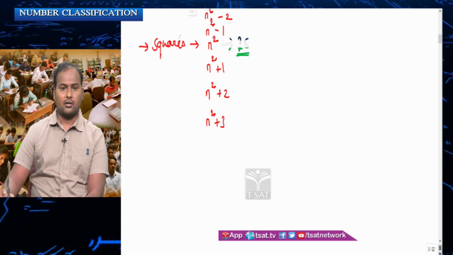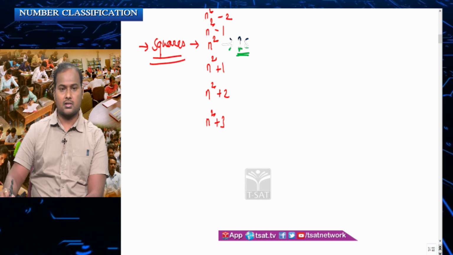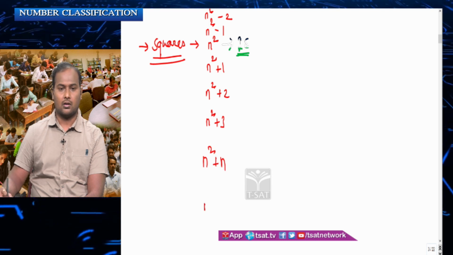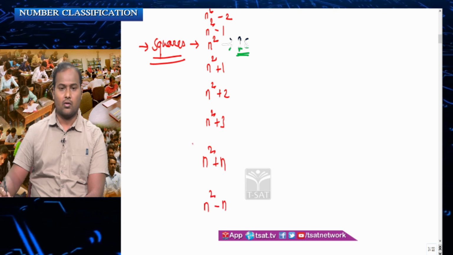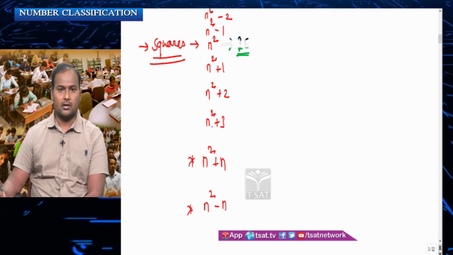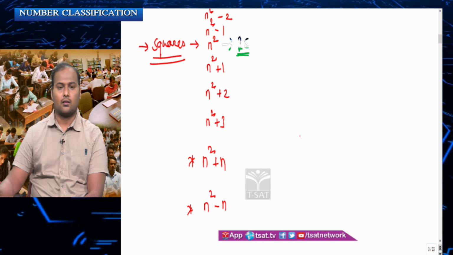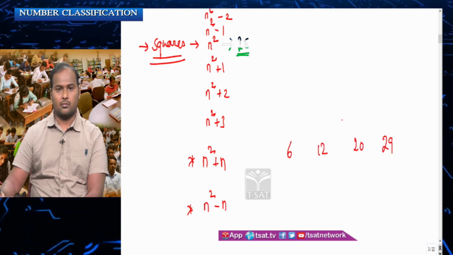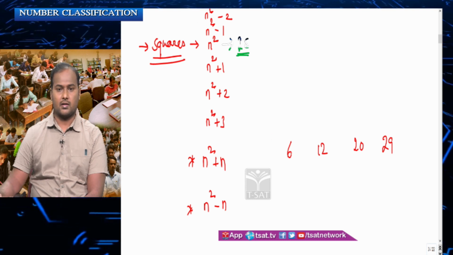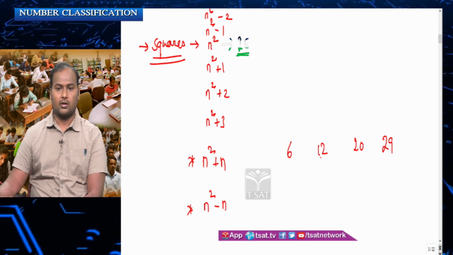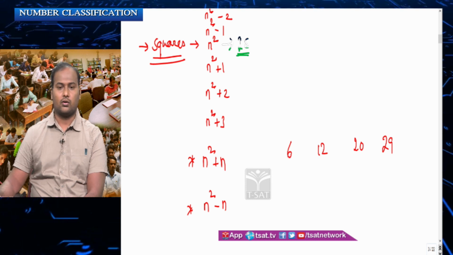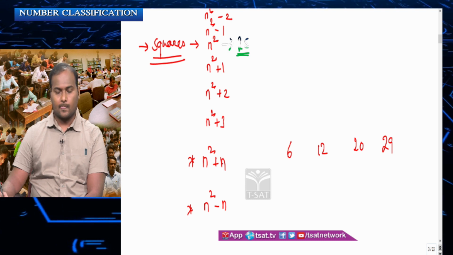And a very, very important format in squares is n square plus n and n square minus n. You will see a lot of questions based on the format of n square plus n and n square minus n. For example, remember these are the numbers that are given. Generally, you can't pick the answer like this: 6 has only one digit, here two digits, here two digits, here two digits. Don't do like this. Generally, you have to observe the pattern that is given here.